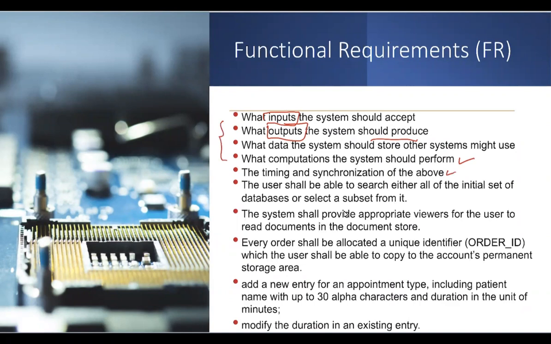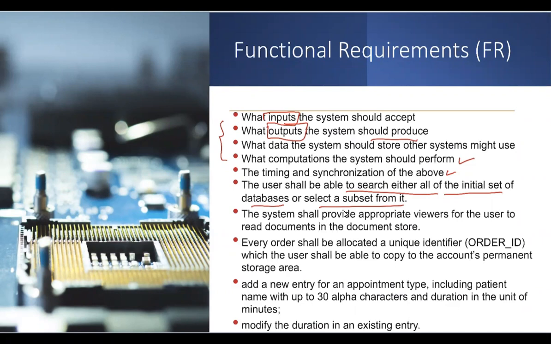We could have another example of a functional requirement. We could state that we would like the user to be able to search either all of the initial set of the databases or just a select subset from it. So this is a functional requirement. You would like your system to provide a chance for the users to search either in the initial set or just a subset. You have indicated a requirement related to the system functionality, allowing the users different alternative ways of searching the system.